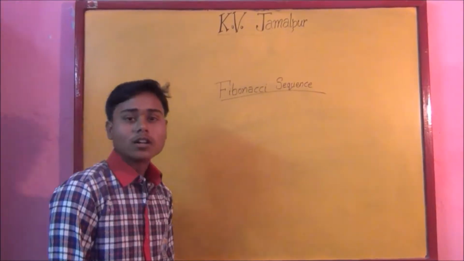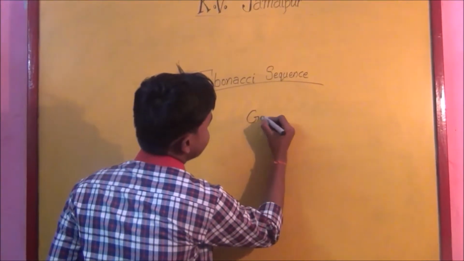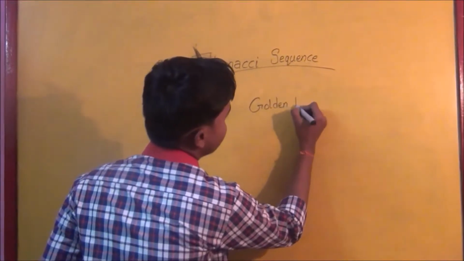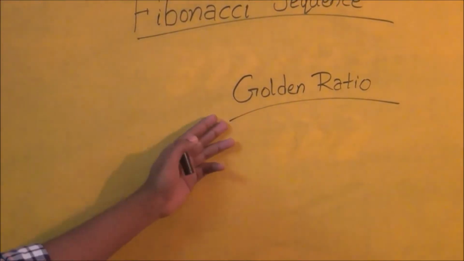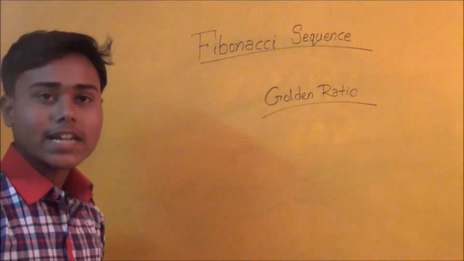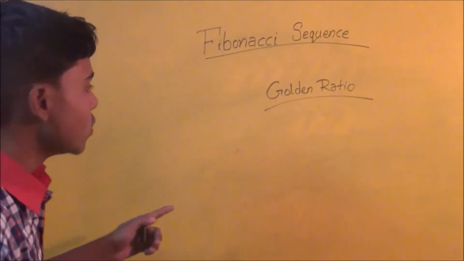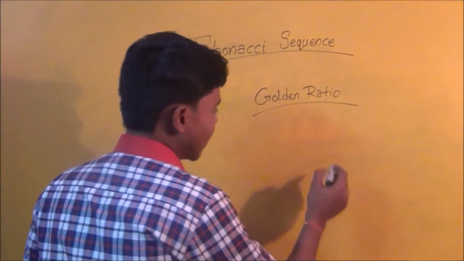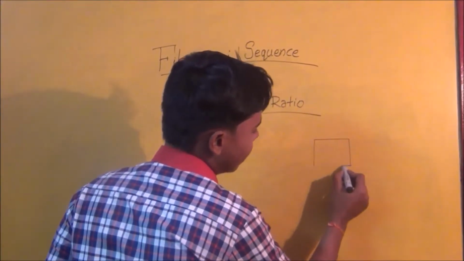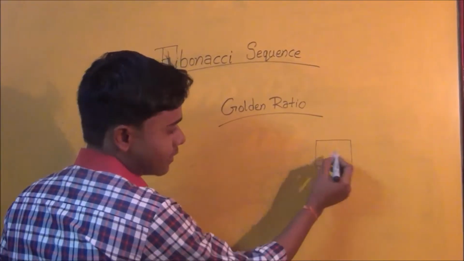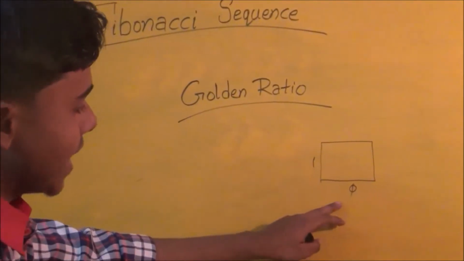Okay. Now the next topic in this Fibonacci sequence is the golden ratio. Then what is the golden ratio? When we take any two successive Fibonacci numbers, then their ratio is equal to the golden ratio. We can see the golden ratio in golden rectangles, in which the ratio of the sides of this rectangle is 1 and 5.